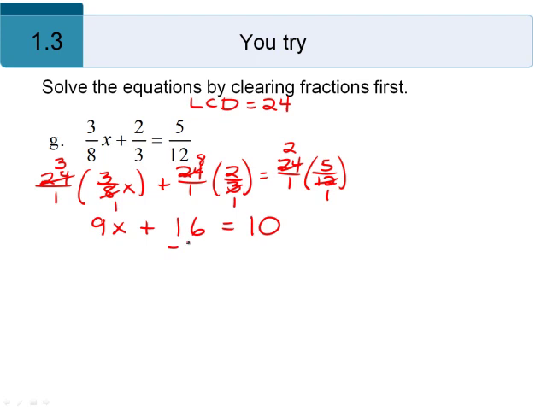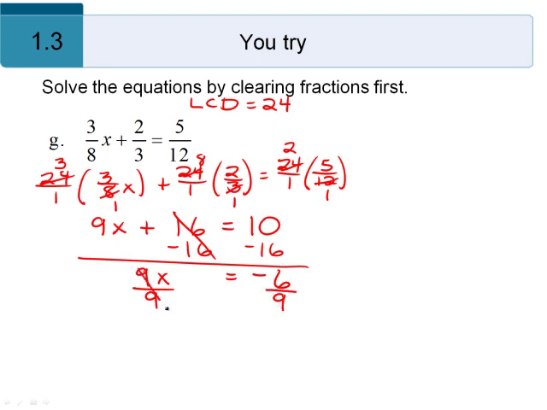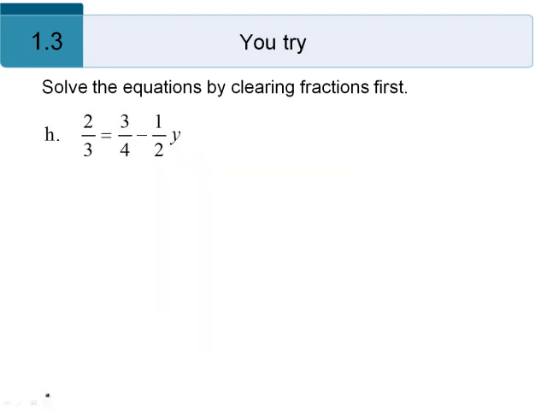So now we're going to subtract 16. And 9x comes down, and it equals negative 6. And then divide by 9, and the 9's cancel. And here we're going to get a fraction because the 6 is smaller, and I can reduce the top and bottom by 3, so I'm going to end up with negative 2/3. Not too bad.